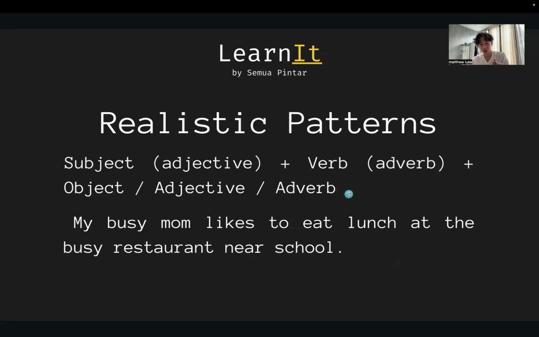So we'll move on to, this is more of an example of a realistic pattern. So over here, instead of just having subject and verb and object, adjective, or adverb, usually people like to describe the subject, describe the object, describe the verb even more, just to make it make more, well, quote unquote, make more sense to people, right? So let's take a look at this sentence. My busy mom likes to eat lunch at the busy restaurant near school. Let's try to break it down in your head, right? I'll give you some time.